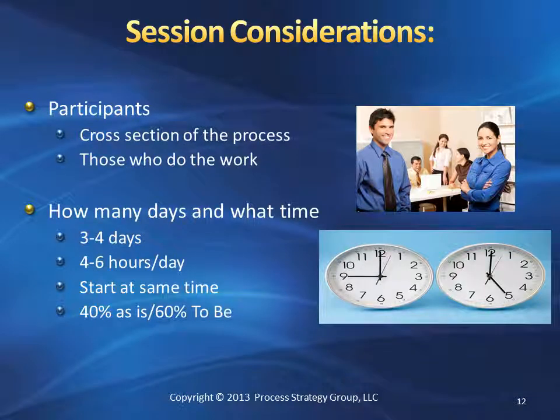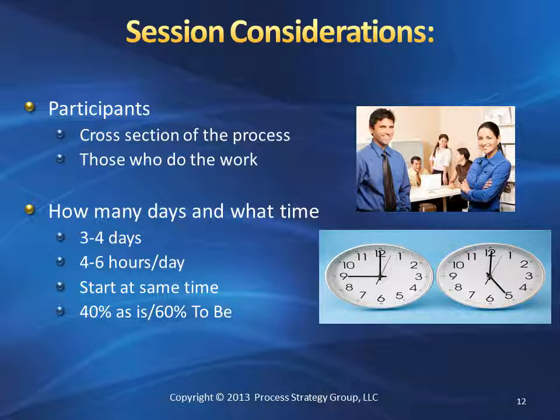Other things to consider for your session. To get to the right level of input and involvement, make sure you have participants from all areas that are part of the process. Your focus is on those who do the work. These are the people who know how the process works or doesn't work. Be careful of someone who may dominate the discussion. You want all to be active participants.